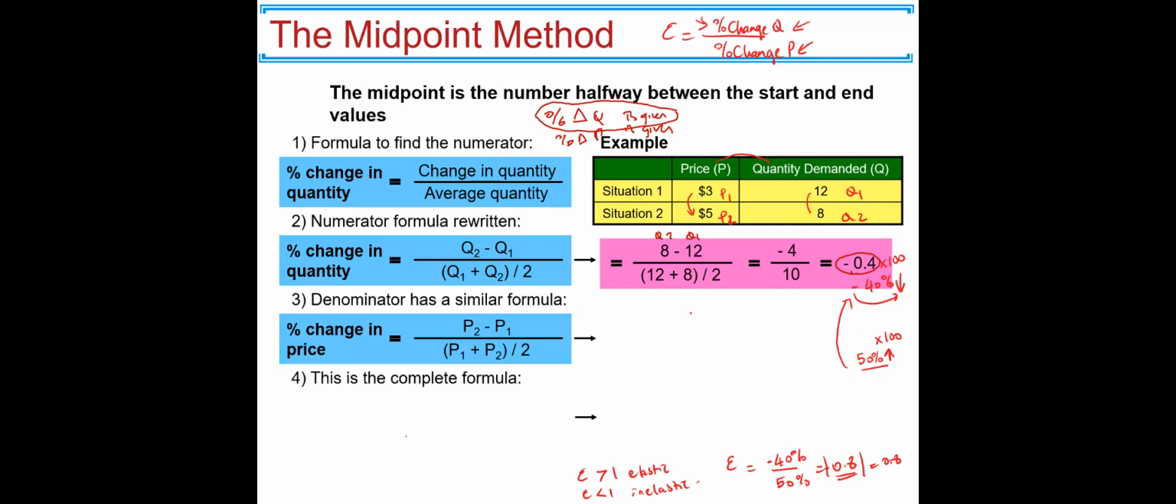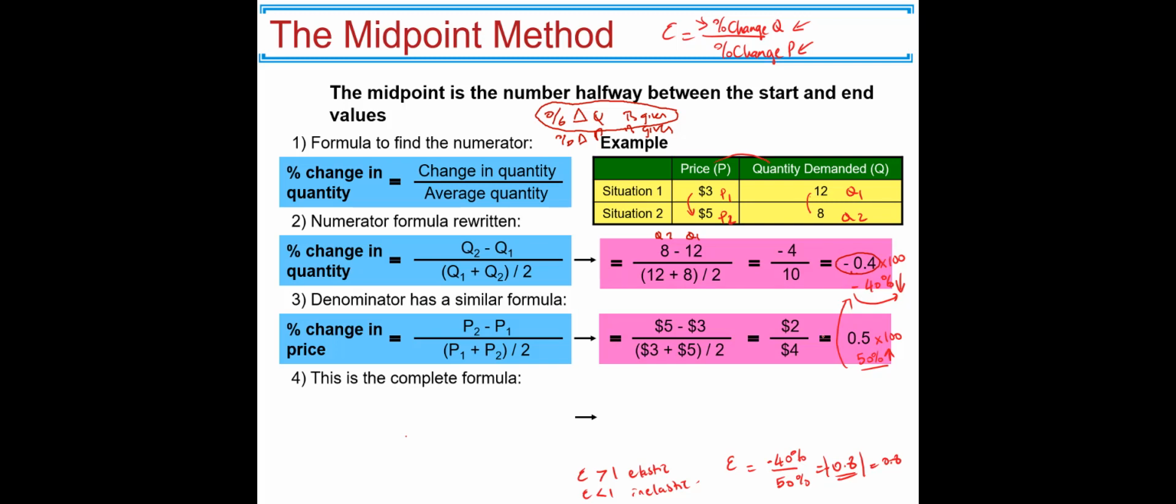Now the denominator has a similar formula too. This time it is the percentage change in price: P2 minus P1 divided by the average price. How can we find it? P2 is 5, P1 is 3, so 5 minus 3 divided by (3 plus 5) over 2, which is 0.5.